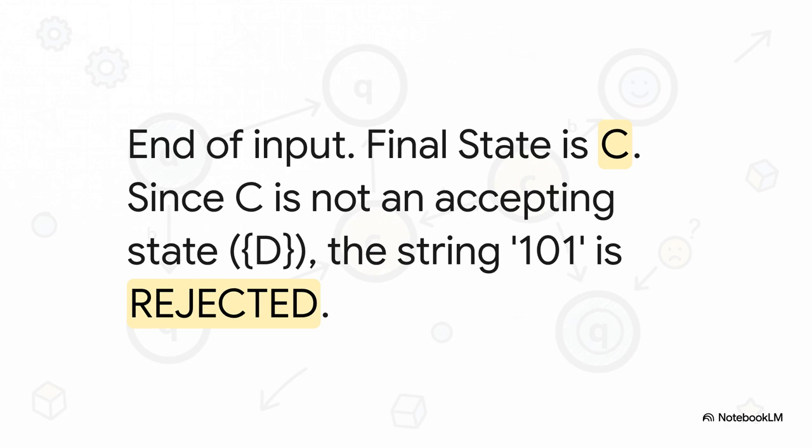We've processed the entire string 101, and our machine ended up in state C. So now we ask the big question, is state C an accepting state? Well, our set of accepting states, F, only has one thing in it, D. Since our final state, C, is not in that set, the string 101 is officially rejected.